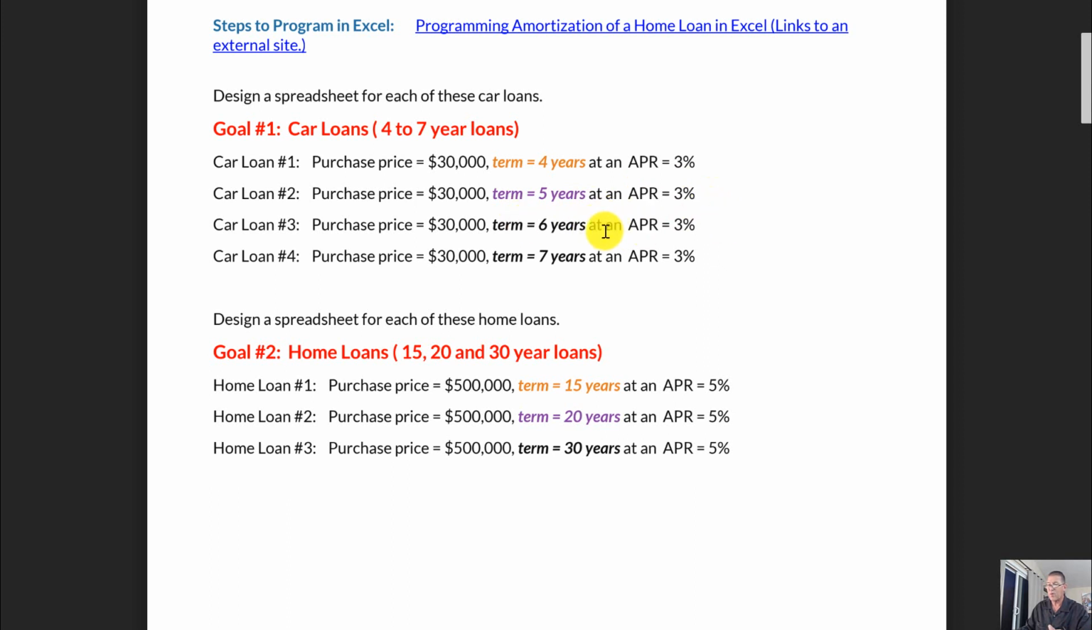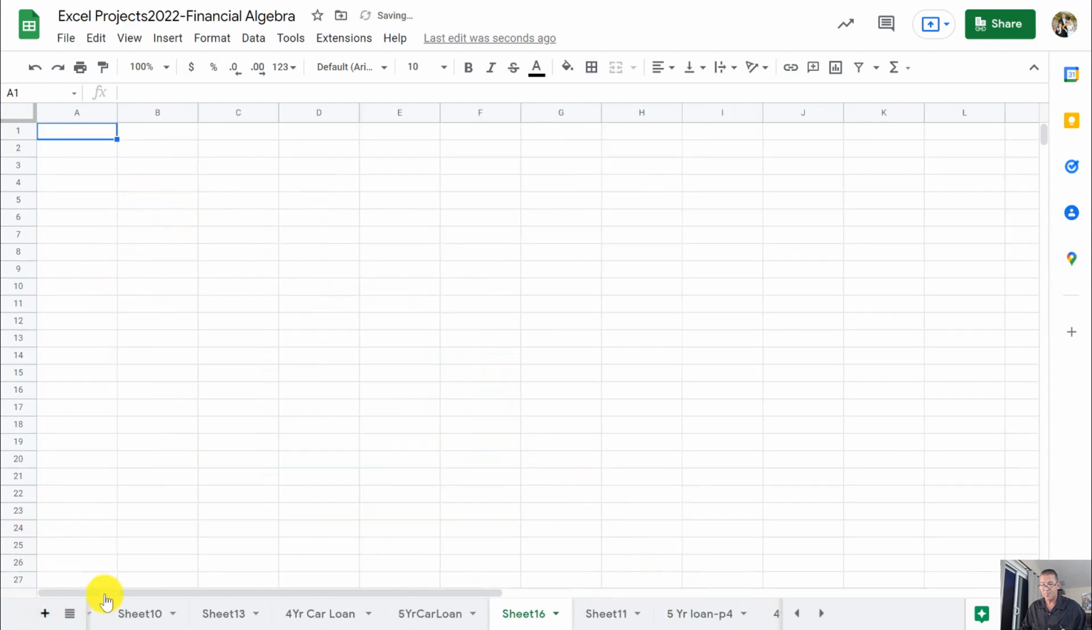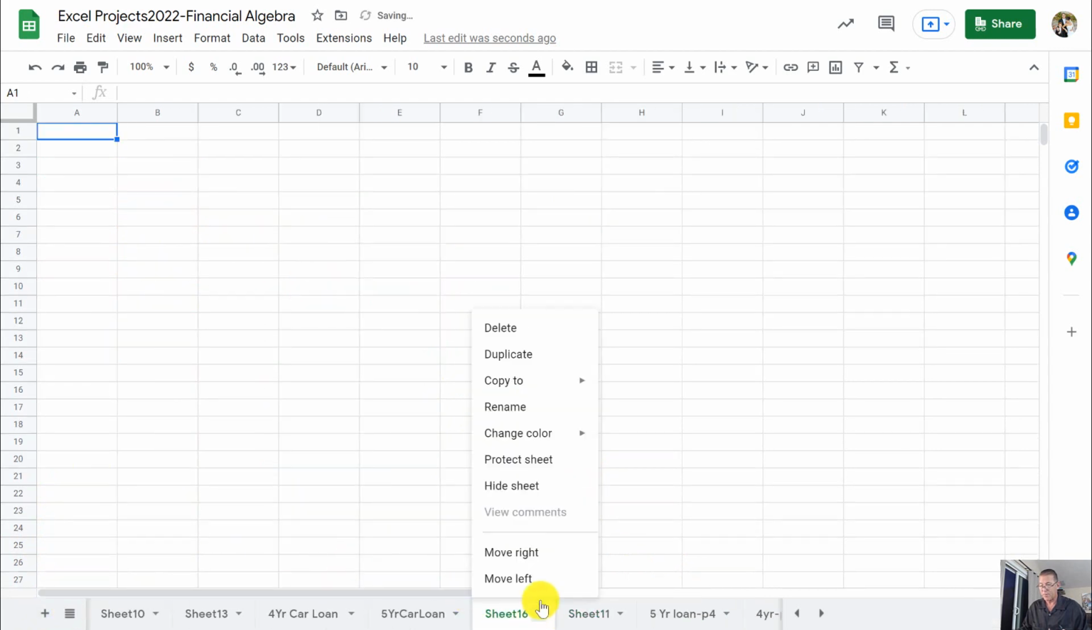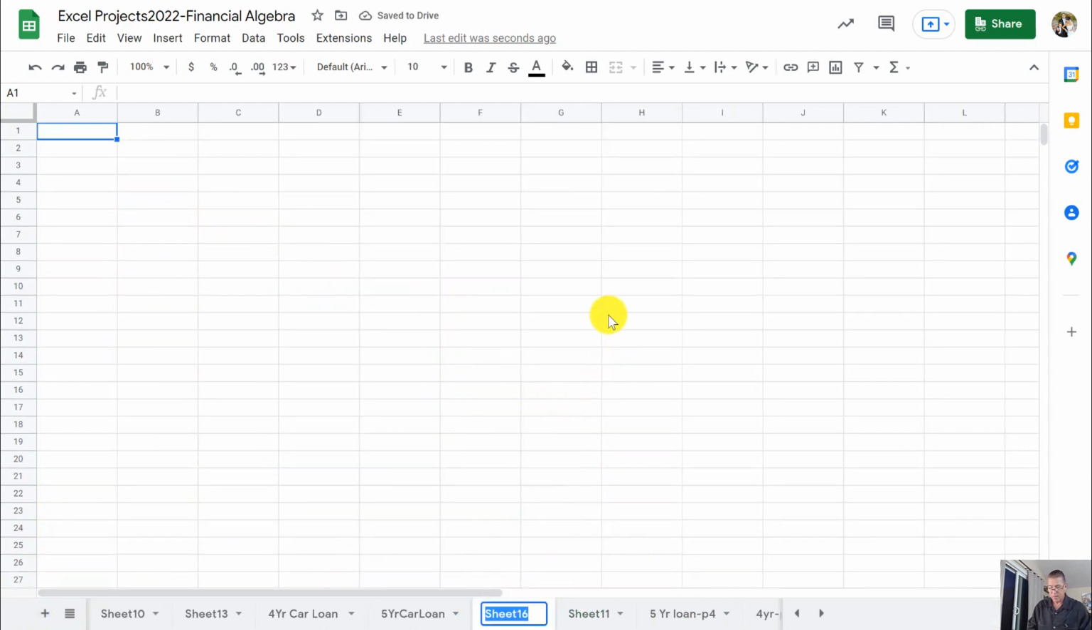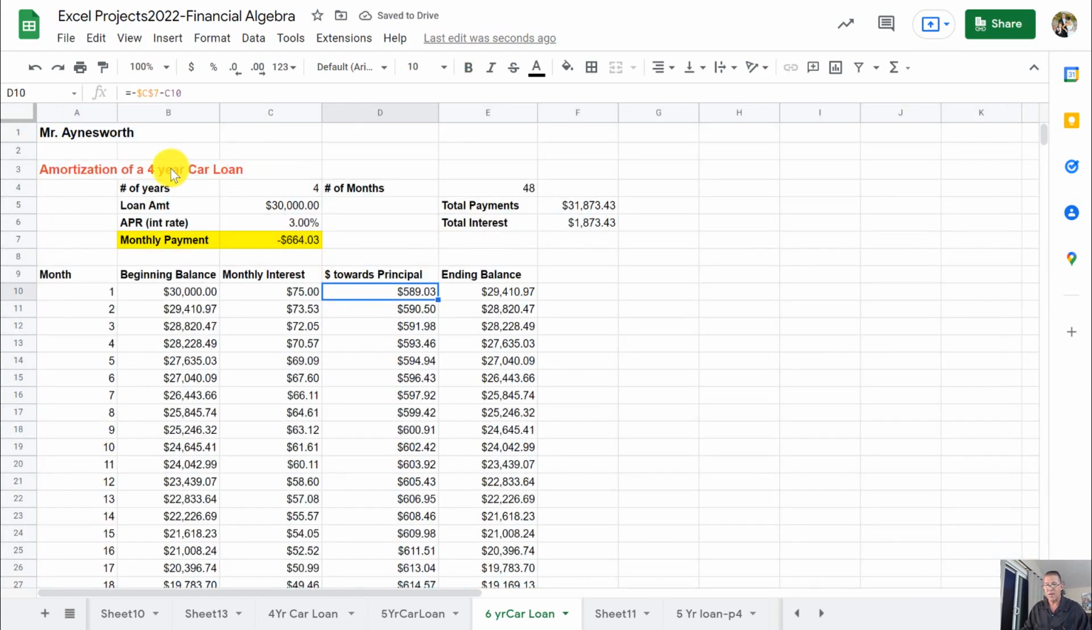Okay, so I'll do this one more time for a 6-year loan, and then I'm going to stop, and then you guys can complete your project. So I'm going to add a page. I'm going to rename it 6-year loan. So go to rename, 6-year car loan. All right, go back to A1, paste it in. All right, and now modify it. So go back up to the title, change it to 6-year loan.